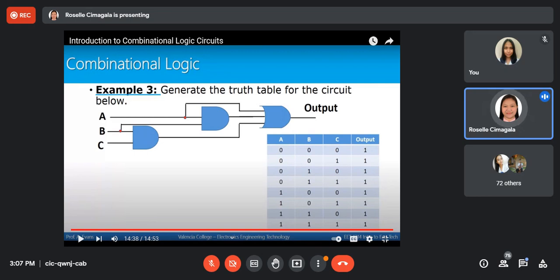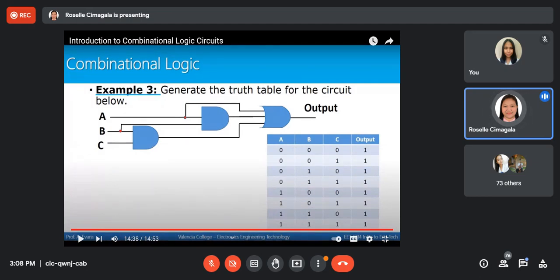Please try to check in your seat. So, screenshot na ba? Just tell me in the GC or in the group chat box if the overall output of the circuit is correct. Okay, so can I proceed with my slides?